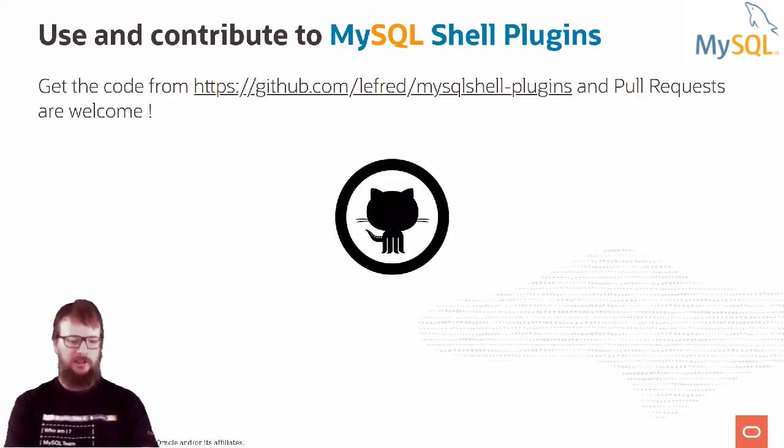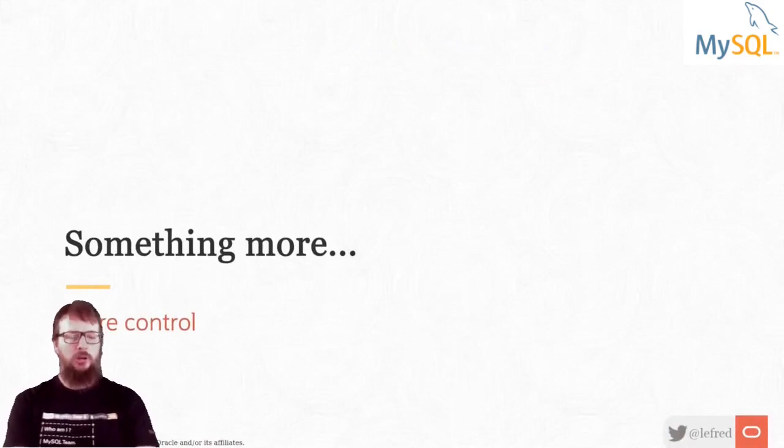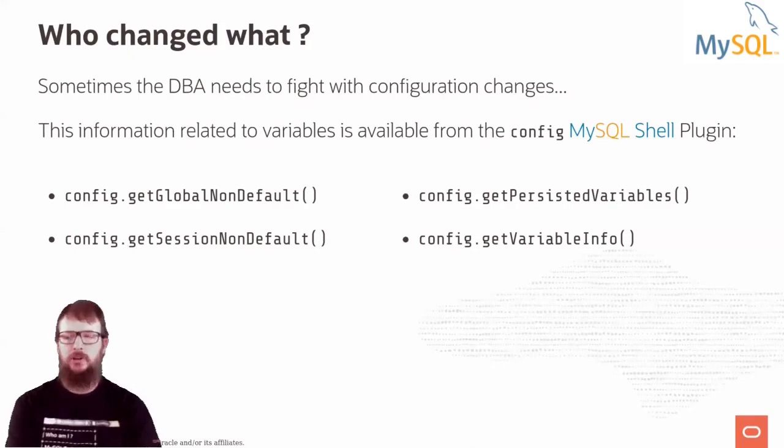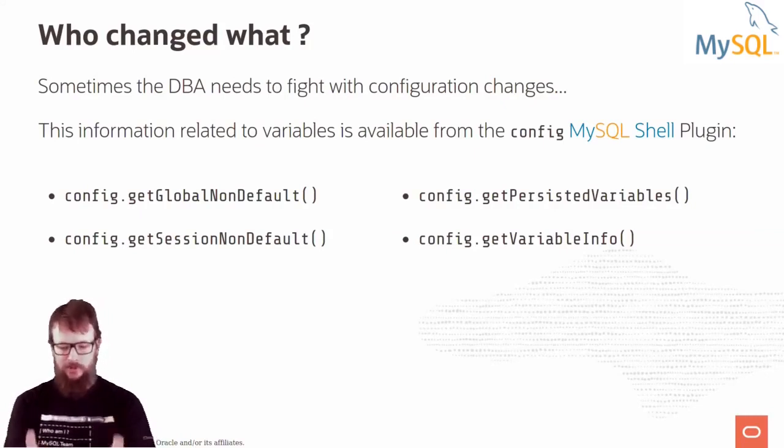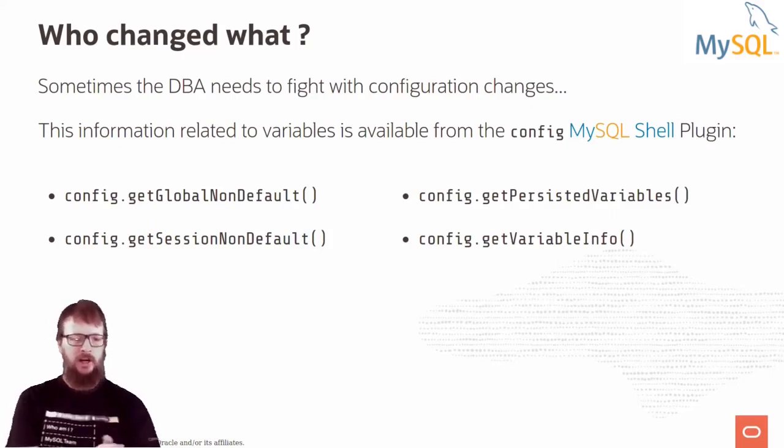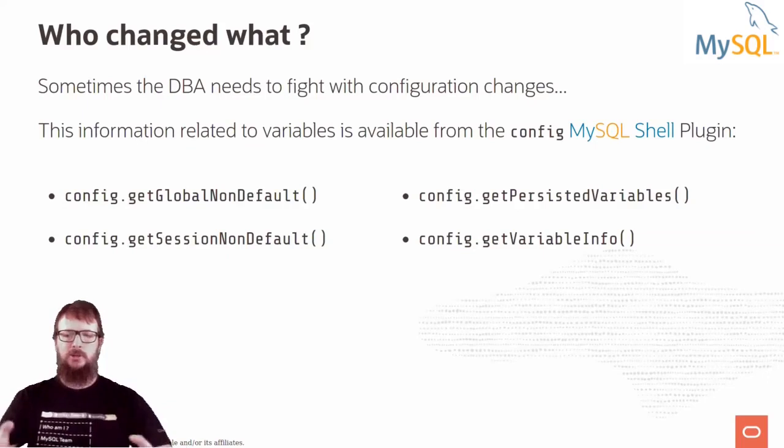You can go on GitHub, and just something more, an extra here. Sometimes the DBA needs to find out about a configuration change, right? Who changed this information on my server? Why is it like that now? So there is a config plugin that helps you get information on which variables are not using the default, globally or in session, which variables have been persisted, and gives you more information on a variable. Everything that MySQL has for a variable, it can give to you.